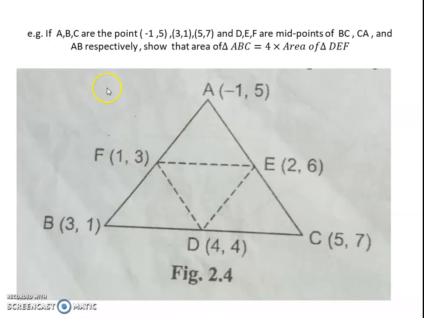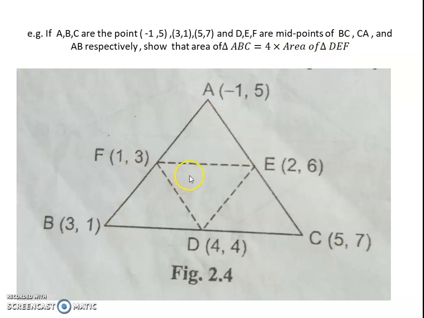Now we take an example based on these two concepts. If A, B, C are the points (minus 1, 5), (3, 1), (5, 7), and D, E, F are the midpoints of BC, CA and AB respectively, show that the area of triangle ABC is 4 times the area of triangle DEF. This is shown by the figure.